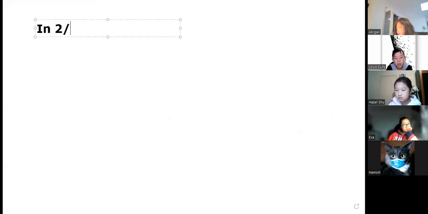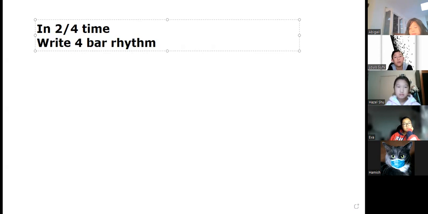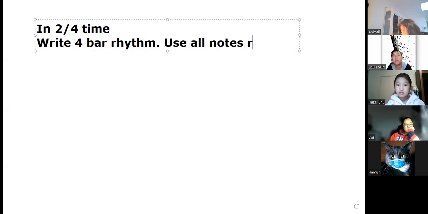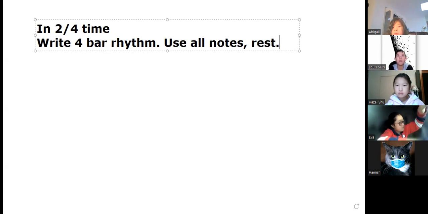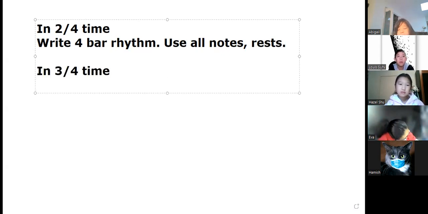So in 2/4 time, write a 4-bar rhythm, so you don't have to include any pitch. I just want to see that the rhythm is right. And use notes, rests. So try to use all the notes and rests that we've learned. And same in 3/4 time.